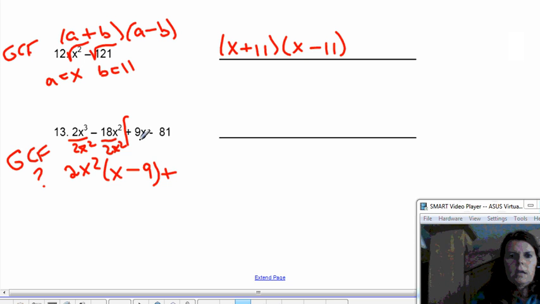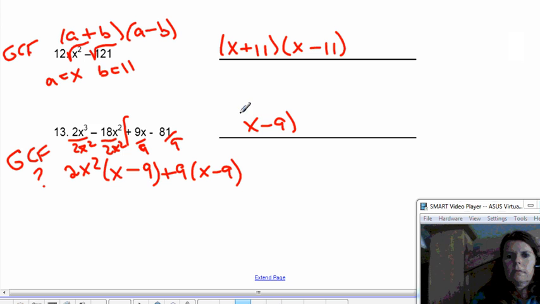On this side, our GCF is 9. Divide by 9. Divide by 9. You get x minus 9. What do these have in common? X minus 9. If you take that out, you divide by the x minus 9. You always divide by your GCF. What's left is 2x squared plus 9. Now can we factor 2x squared plus 9 or x minus 9? Nope. So that's your answer.